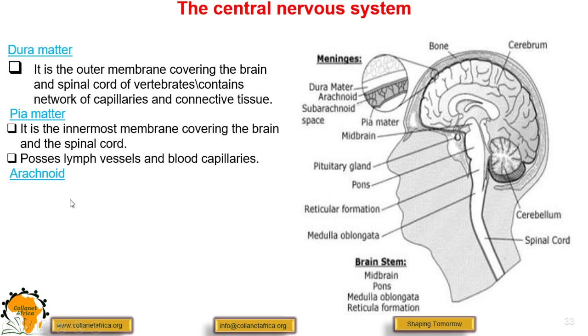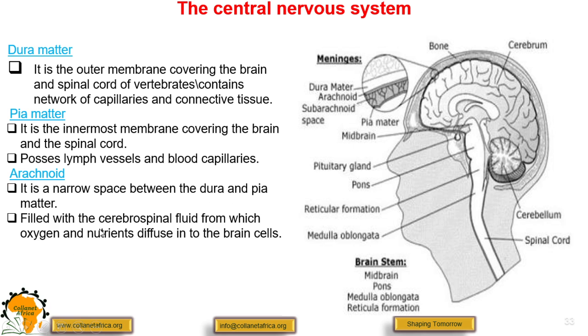Arachnoid is the last layer, and this is the narrow space between the dura mater and the pia mater. You can see, very narrow, very small space. It is filled with cerebrospinal fluid from which oxygen and nutrients diffuse into the brain cells.